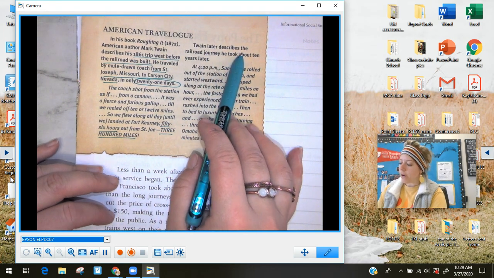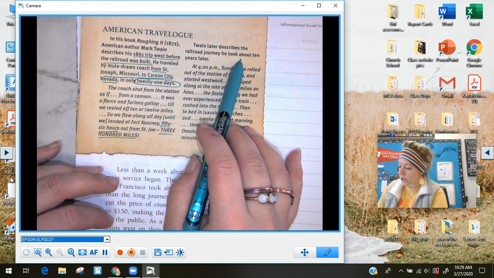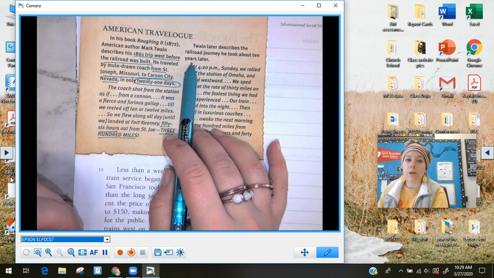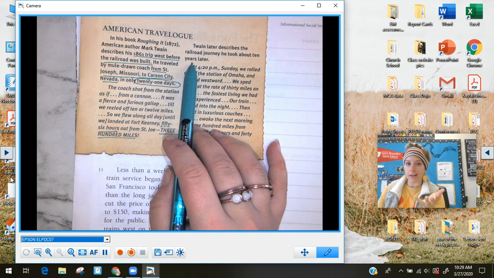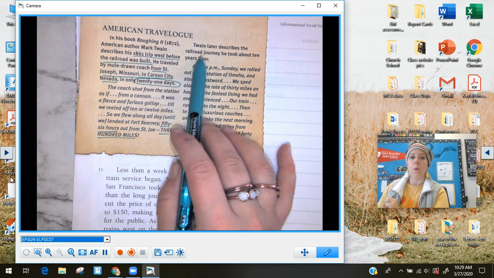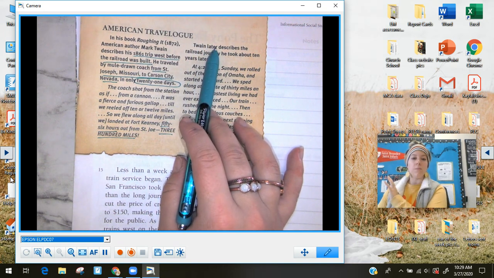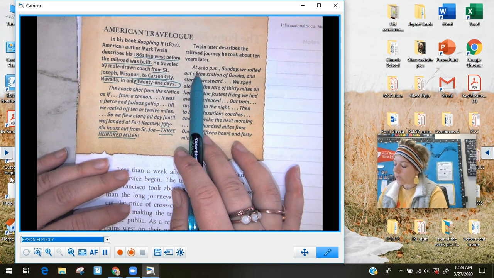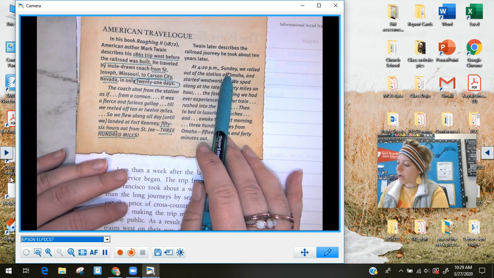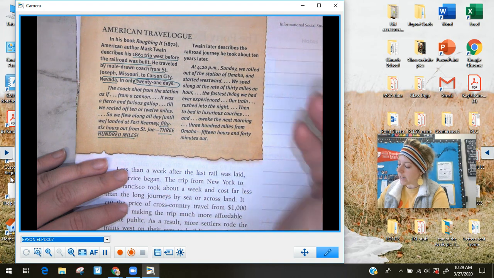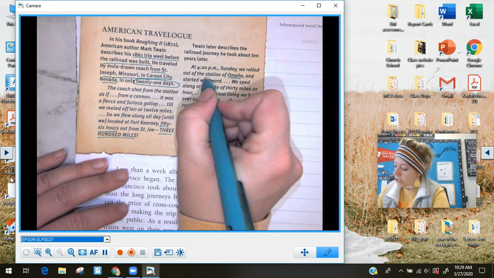Twain later describes the railroad journey he took about 10 years later. So it would be like you going on a mule-drawn carriage ride right now, and most of us are 9, 10 years old. So it would be like then when you're 19 or 20 going then on a train. That's how long after he took a train. At 4:20 p.m. on Sunday, we rolled out of the station of Omaha and started westward.